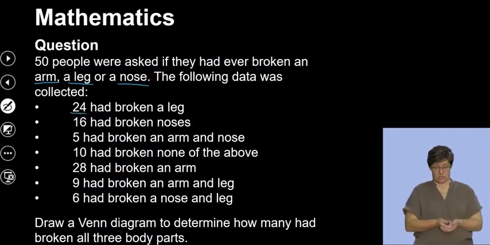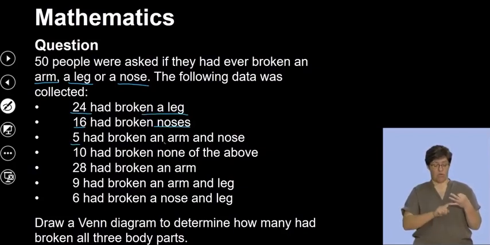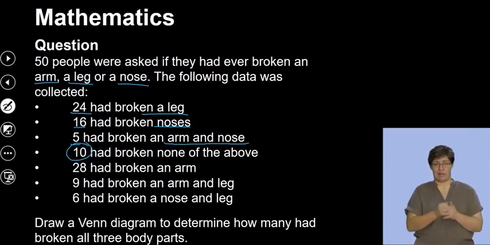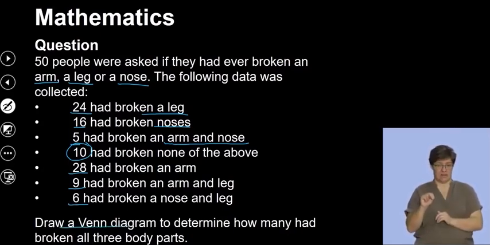We had 24 said they'd broken a leg, 16 had broken noses, 5 had broken an arm and a nose. Notice that 10 had not broken any of these body parts, 28 had broken an arm, 9 had broken an arm and a leg, and 6 had broken a nose. We're asked to draw a Venn diagram to determine how many had broken all three body parts.